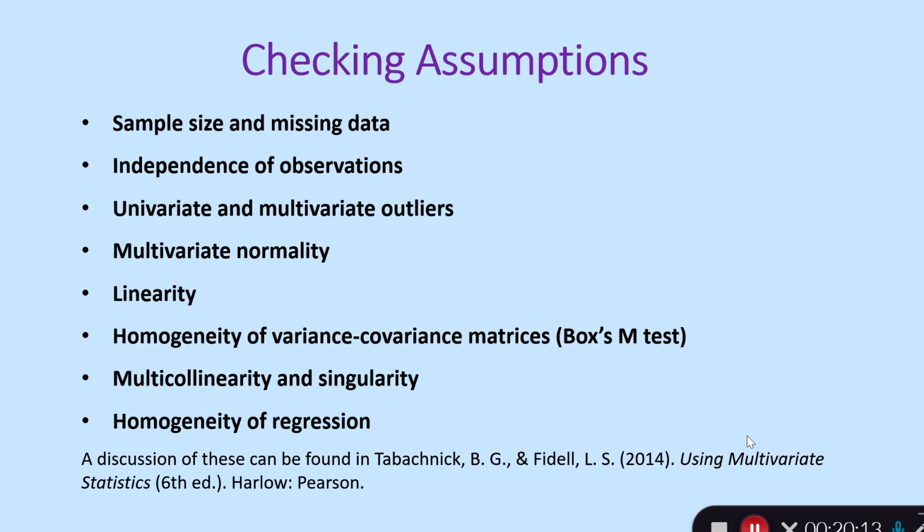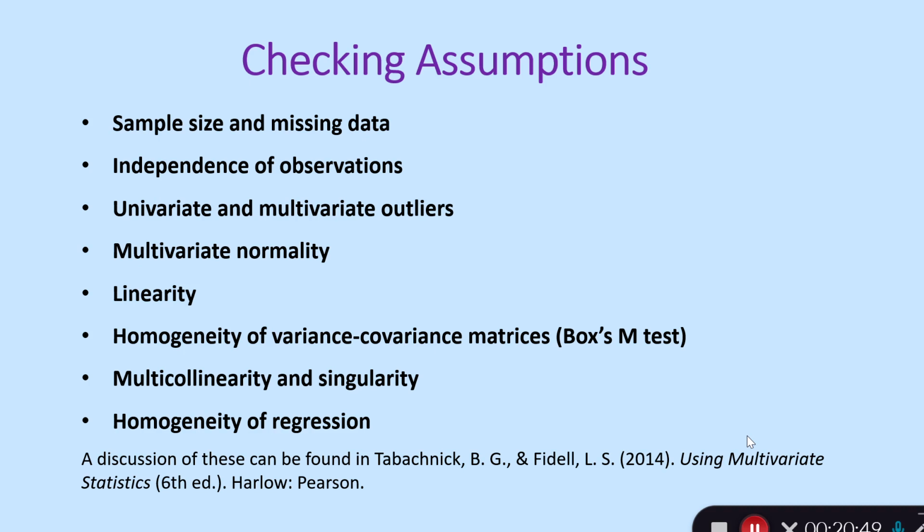Multicollinearity, collinearity and singularity, so that's the issue with DVs being highly correlated. We've basically got two DVs that measure the same thing because they're so highly correlated, or they account for the same variance. And homogeneity of regression slopes. Homogeneity of regression is an issue with something called Roy-Bargmann step-down analysis, which is a means of post hoc testing, which I'll say more about shortly.